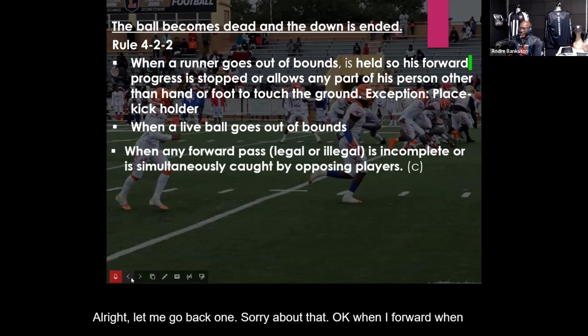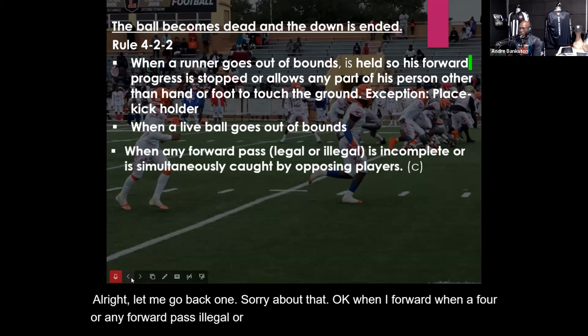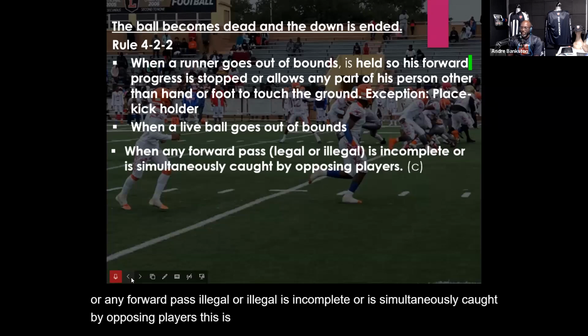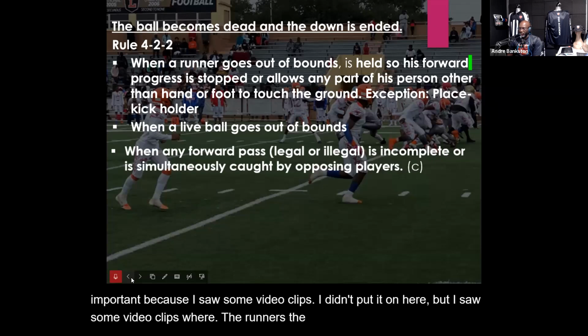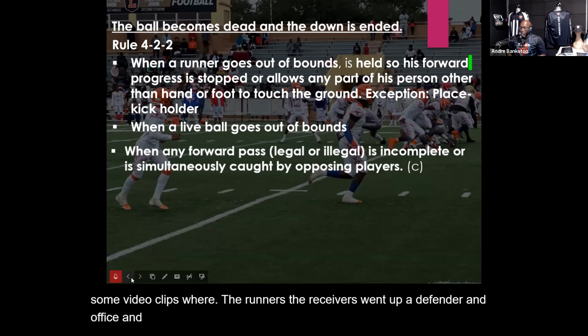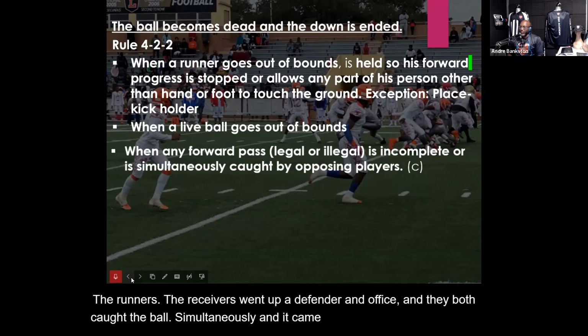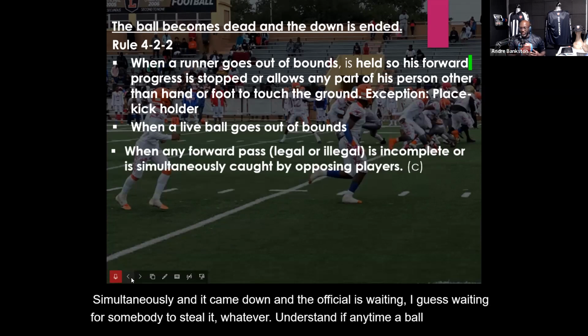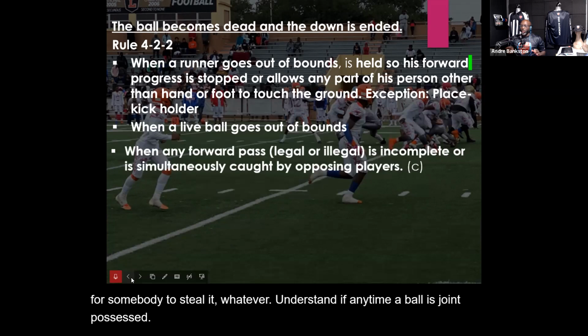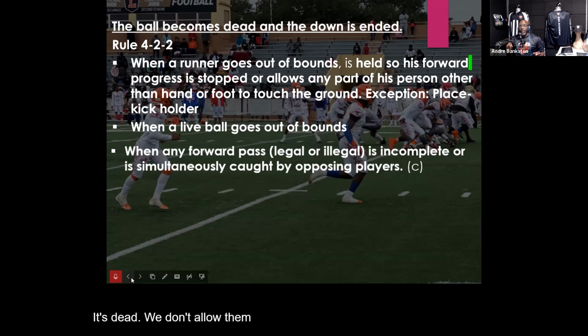When any forward pass, legal or illegal, is incomplete or is simultaneously caught by opposing players. This is very important because I saw some video clips where the receivers went up, a defender and offense, and they both caught the ball simultaneously, and they came down, and the official was waiting, I guess waiting for somebody to steal it, whatever. Understand, anytime a ball is joint possessed, it's dead.